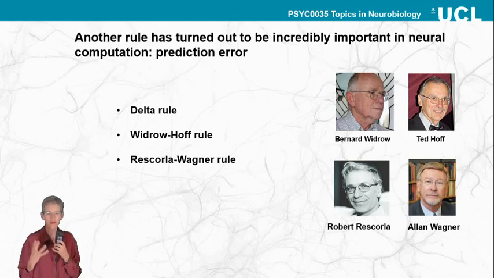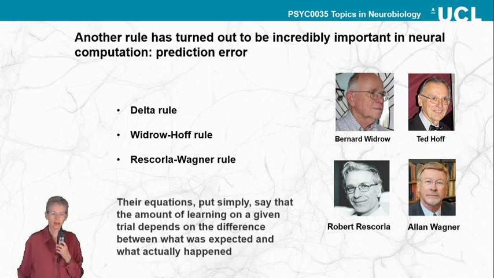So there are variants of this rule. One of them is the Delta rule, one of them is the Widrow-Hoff rule, and one of them is the Rescorla-Wagner rule. But they all basically have the same fundamental principle. They say that the amount of learning on a given trial, so for a McCulloch-Pitts network, that would be how much you change the weights, or for a psychologist doing a conditioning paradigm, it would be how much the response increases, depends on the difference between what was expected and what actually happened, so a prediction error.